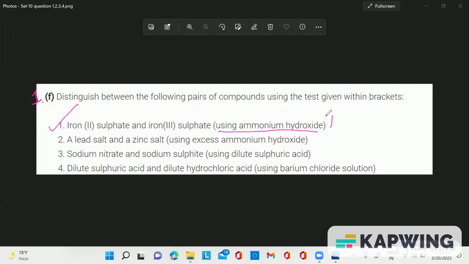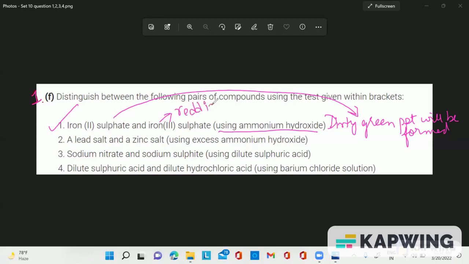So a dirty green precipitate will be formed. And this is with iron 2 sulfate. And when we use iron 3 sulfate, it will give a reddish brown color precipitate. So these are the two compounds that will be formed when iron 2 sulfate reacts with ammonium hydroxide and iron 3 sulfate reacts with ammonium hydroxide.